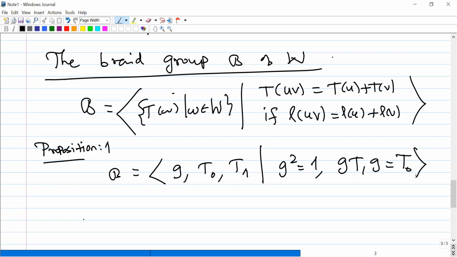Sorry, Venkatesh, T of uv is T of u times T of v, it's a product. And you're doing this for the double affine braid group W? No, this is only for the extended affine braid group. We'll come to the double affine braid group later.